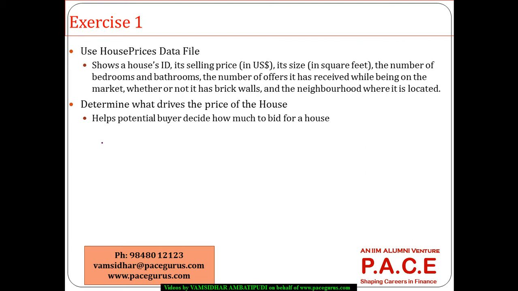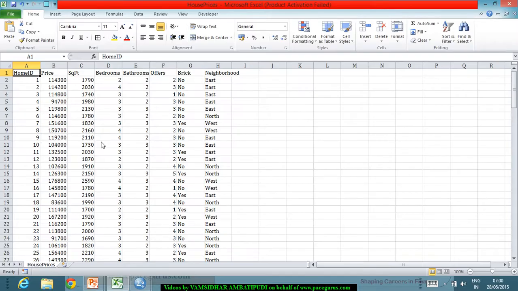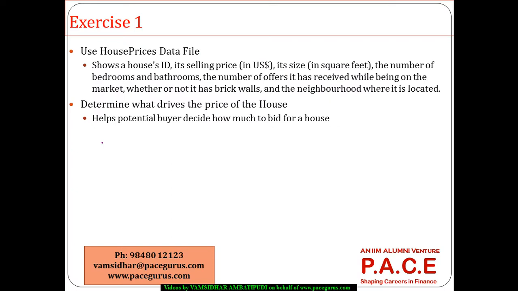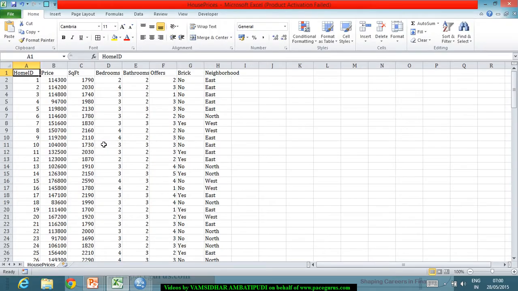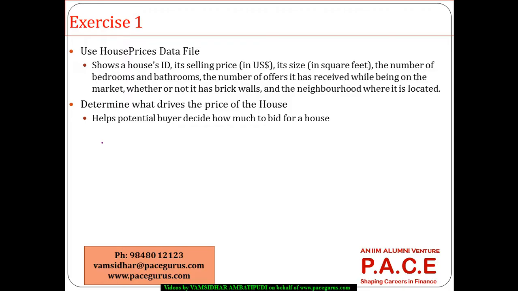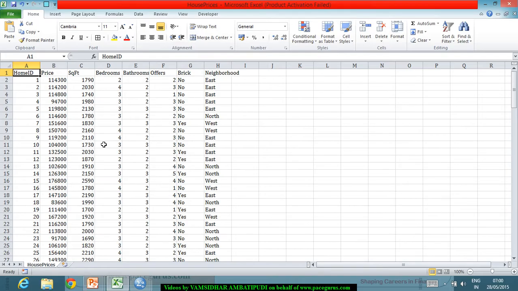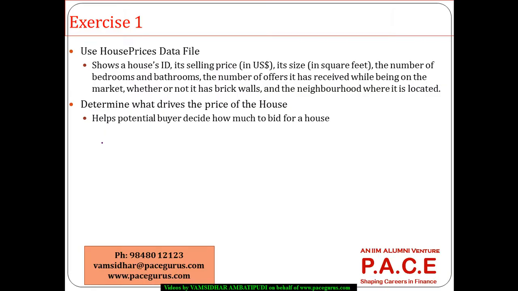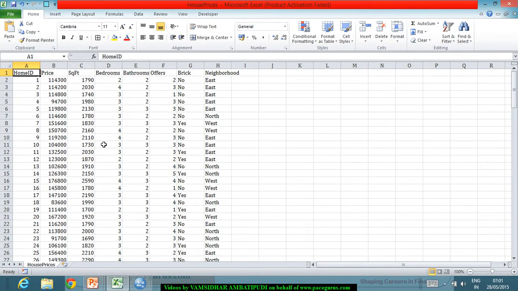It's showing a house ID, selling price in US dollars, its size in square feet, number of bedrooms, bathrooms, number of offers it has received while it is in the market, whether it has brick walls or not, and the neighborhood where it is located. I have to derive some kind of useful information out of this data. I want to find out finally what drives the price of this house, which can help the potential buyer decide how much is appropriate to bid for this house.